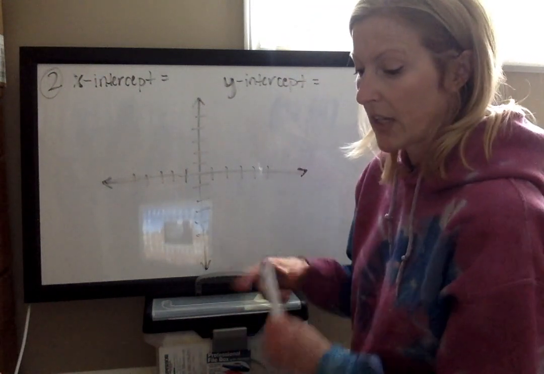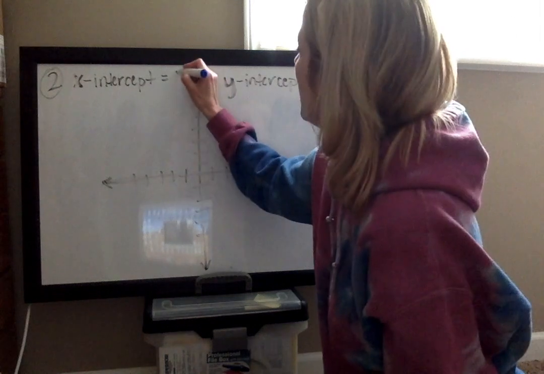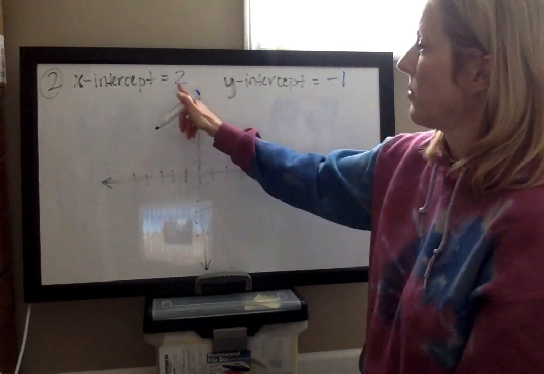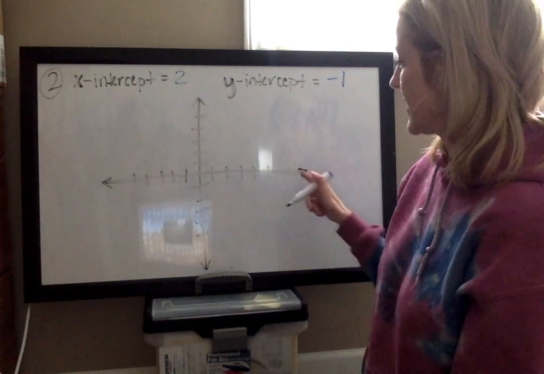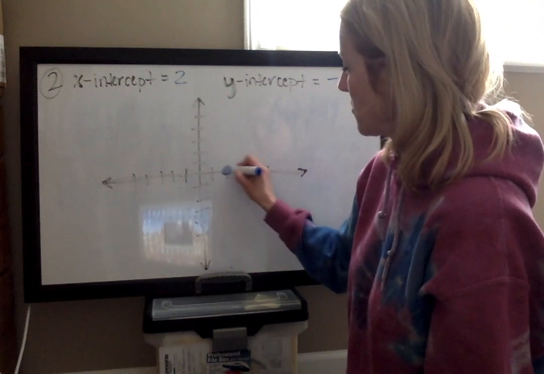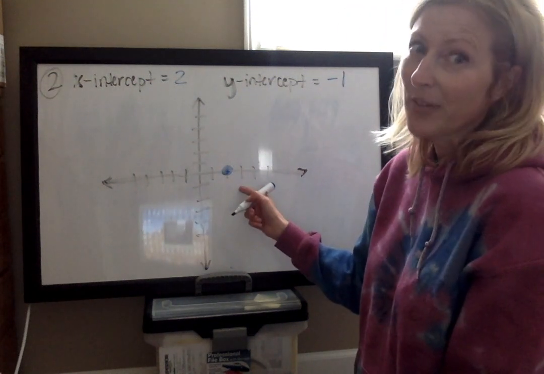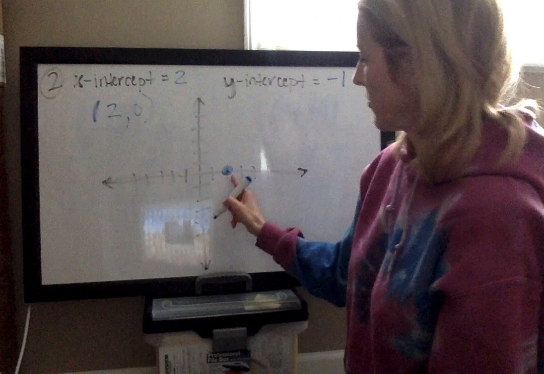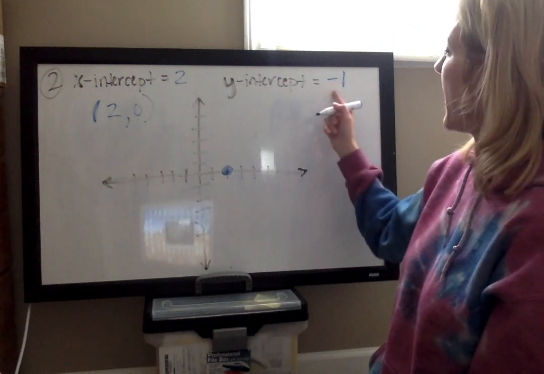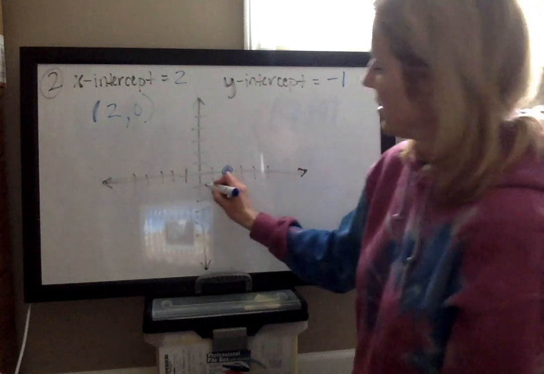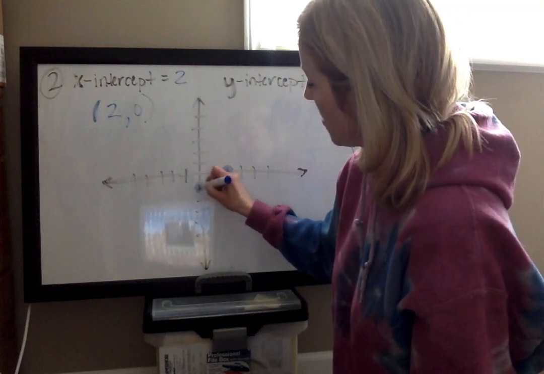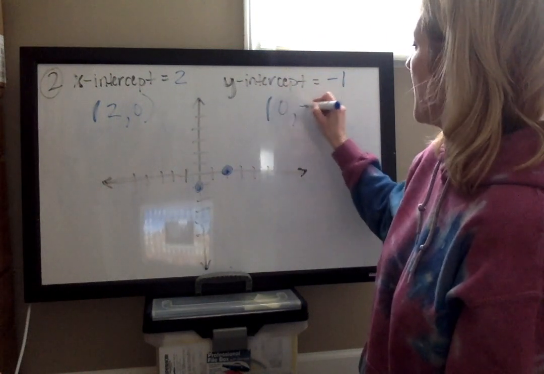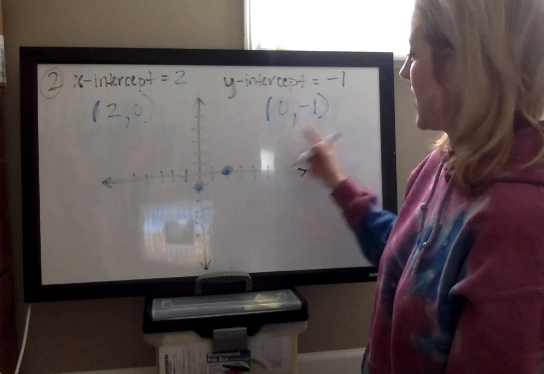Okay, so let's see. I wrote it down. For this one, we were given the x-intercept of +2 and the y-intercept of -1. So +2 on the x-intercept is going to be on the x-axis at 2. There's my first point, and you can go ahead and write it in ordered pair, which would be (2, 0). Then my y-intercept is -1, so that's a point here at -1 on my y-axis. We can write that ordered pair as (0, -1). So that represents that point.